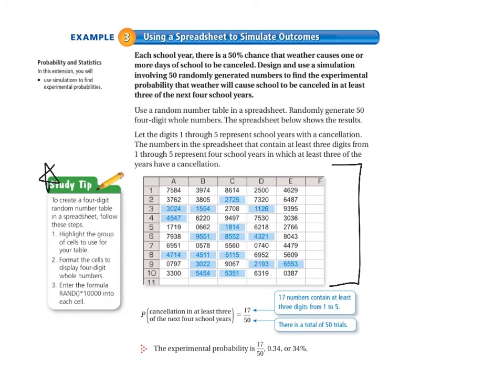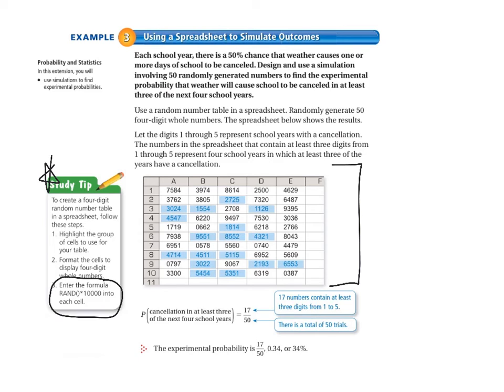And over here in the study tip, it explains how they created the 4-digit numbers. It says to create a 4-digit random number table in a spreadsheet, follow these steps. Highlight the group of cells to use for your table, format the cells to display 4-digit whole numbers, and enter the formula RAND() times 10,000 into each cell. I will tell you that that formula might be a little bit different depending on which spreadsheet you're using.